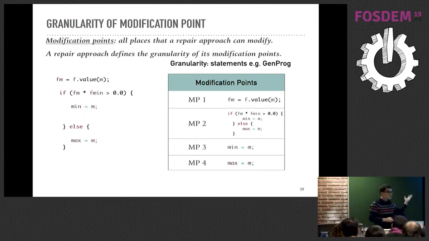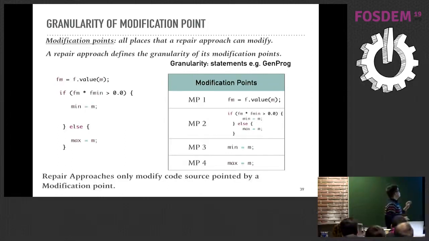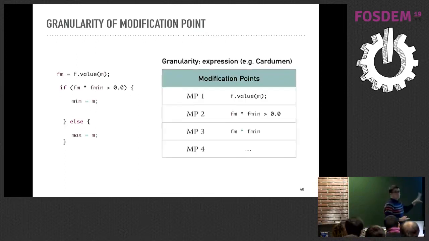However, we can change this granularity to work at a finer grain level. For instance, to work at the level of expression. That means that in this case, modification points are expressions. Instead of replacing one statement, we can replace a particular expression. For instance, in this case, this method invocation, that is an expression, or this operator.